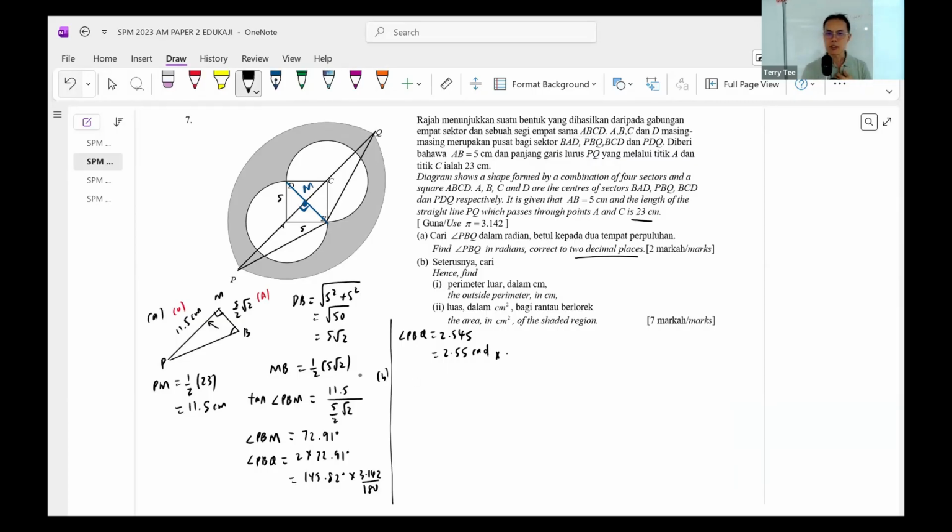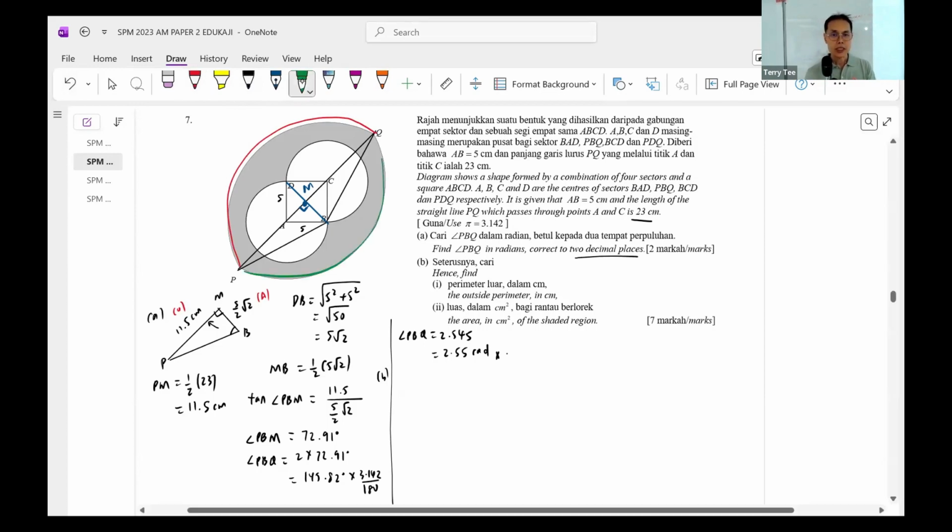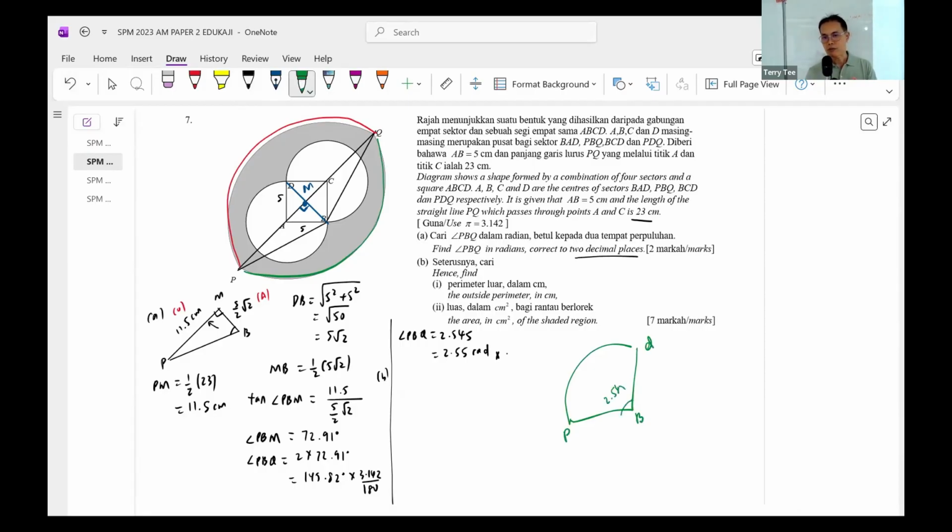Second part, the outside perimeter. Okay, so the perimeter in this case consists of this arc. Can you see this arc here? Right? And then the other arc. They are actually equal. Maybe I use the green color. This is the same arc. Yeah? Okay, but this arc, everyone, it looks like this. This is your center. This is your PBQ. We know this angle already, 2.545 or 2.55.